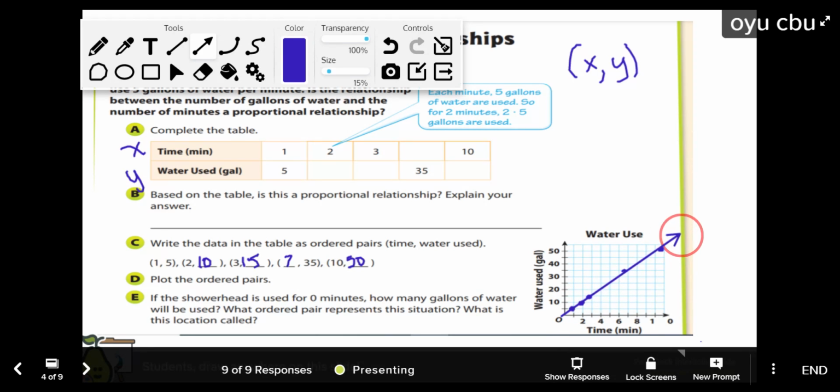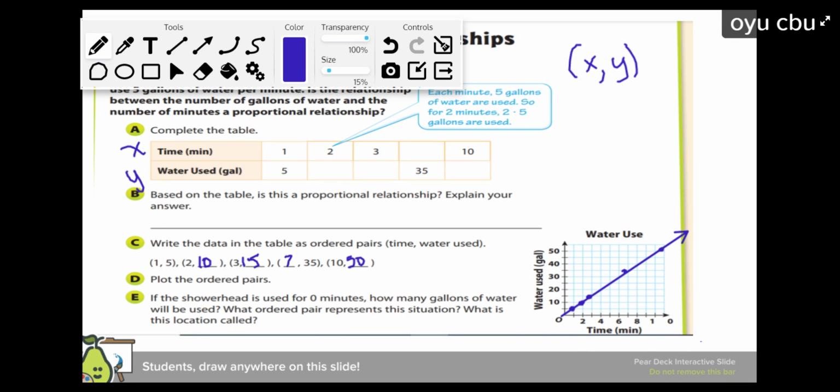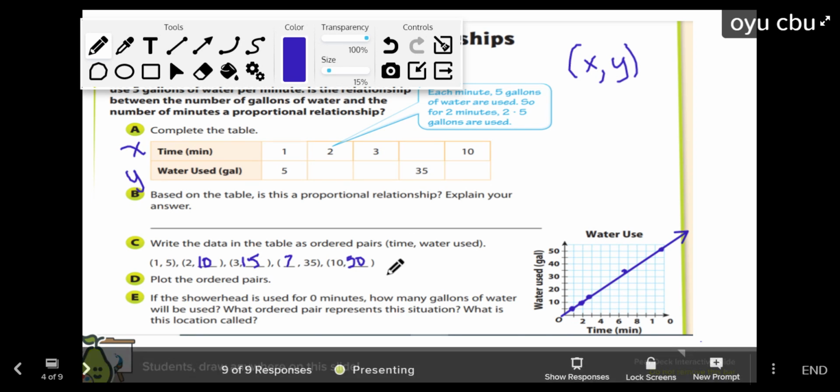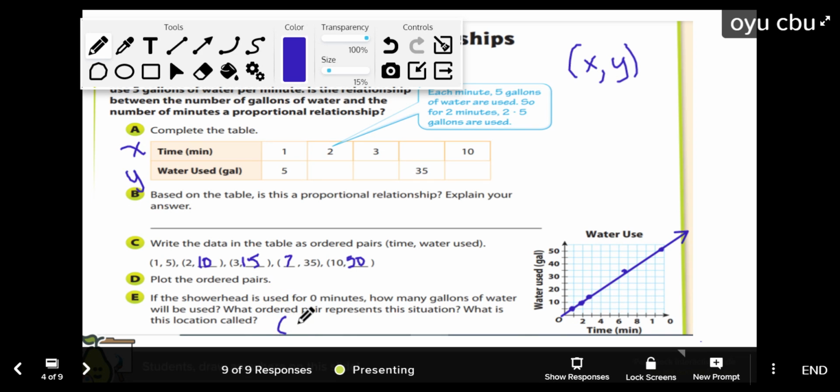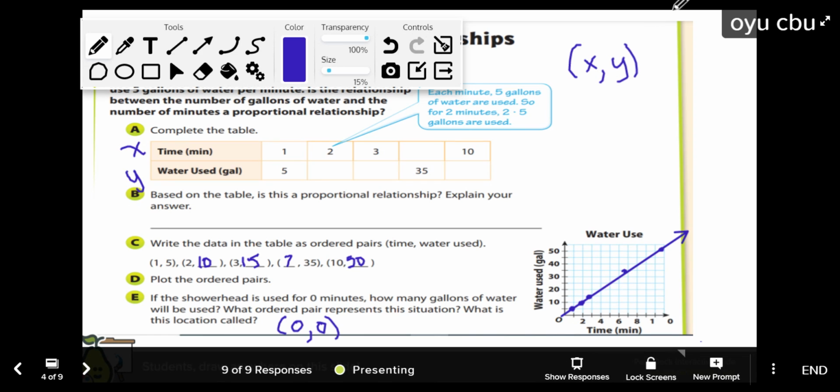Look, I'm using my line feature. You all have one too. On your Pear Deck slide, you have a line feature. Now I want you to answer something else before you start. What happens if you use the shower for 0 minutes? How much water are you going to use? Zero. So I want you to include (0, 0) on your graph. All right, I'm going to push pause so y'all can do that right now.